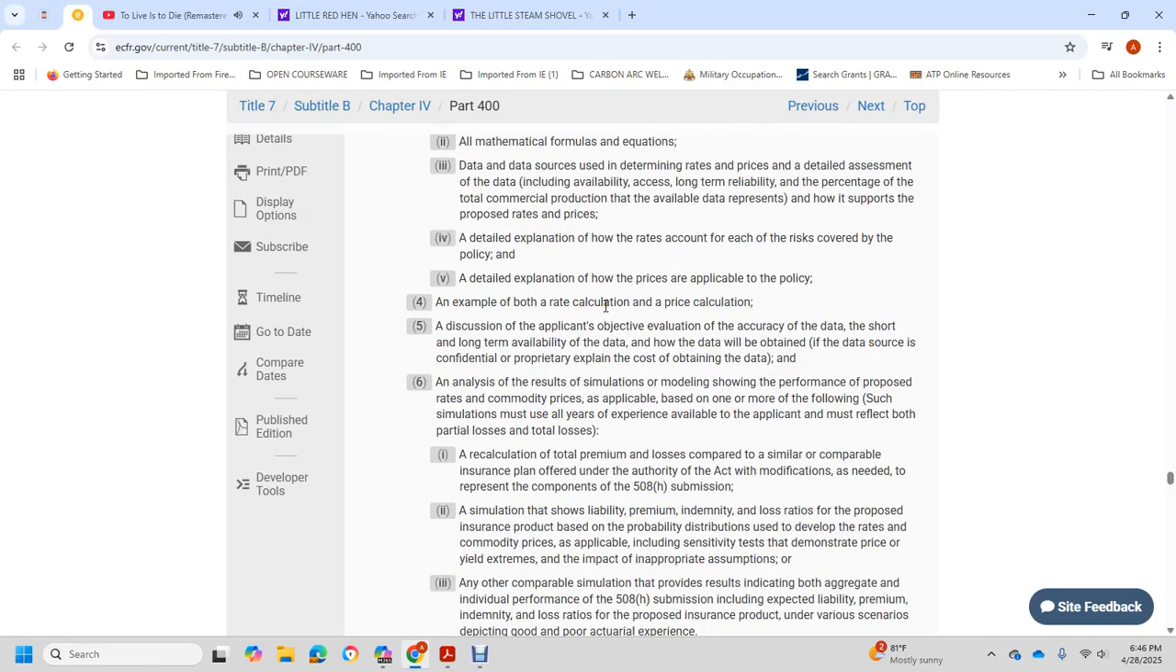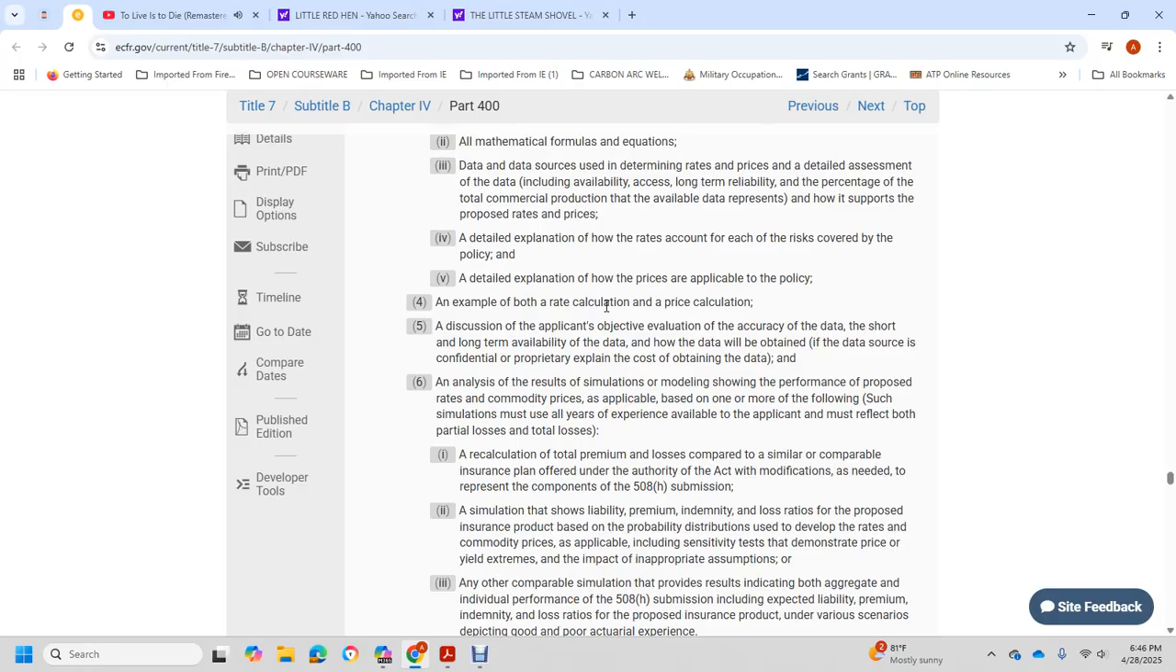Analysis of the result of the simulation of the modeling, showing the performance of the proposed rates for the commodity price for the applicable base. For such simulations, all of the years of experience available to the applicant must reflect both partial loss and total loss for the recalculation of the total premium loss, compared with similar comparable insurance claims offered with the authority of the act, with modification as needed for the representative components of the 508 submission. The simulation of the liability, premium, indemnity, and loss ratio of the proposed insurance.